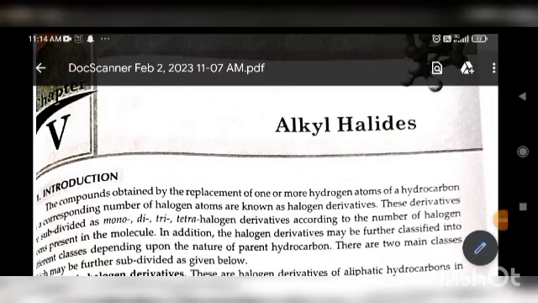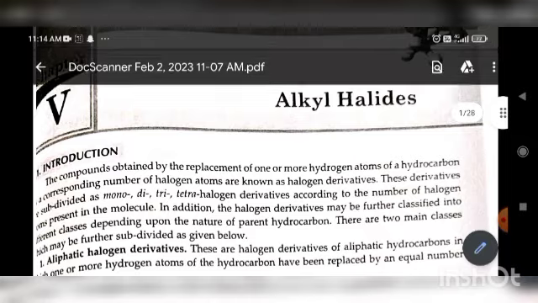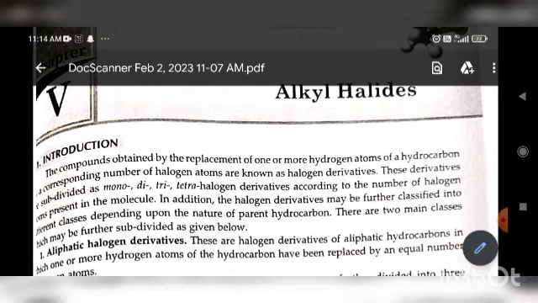The topic is alkyl halides, from the book Modern Chemistry. Introduction. The compounds obtained by the replacement of one or more hydrogen atoms of a hydrocarbon by a corresponding number of halogen atoms are known as halogen derivatives.